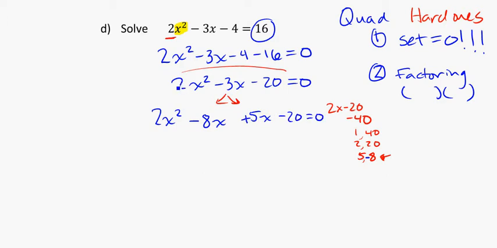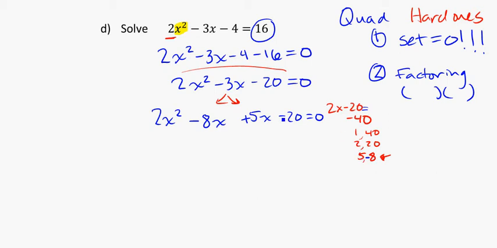So again, that was timesing the first and the last terms, 2 times negative 20, and that gave me the negative 40. Then I thought of what can times together to give me negative 40, but can add together to give me the negative 3. And again, that's going to be 8 and 5.